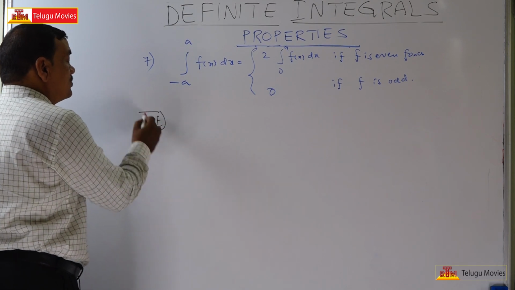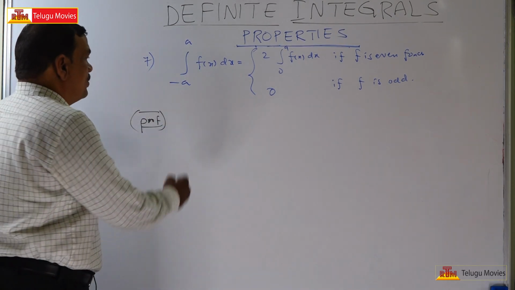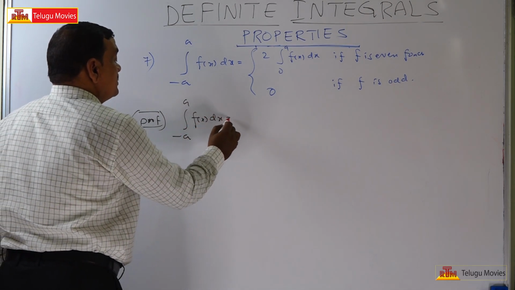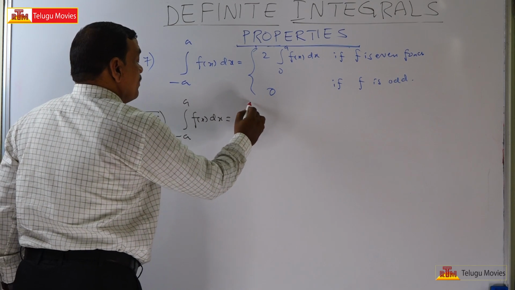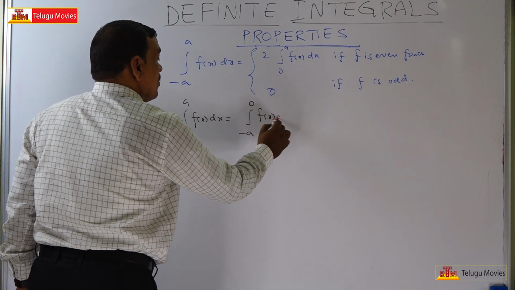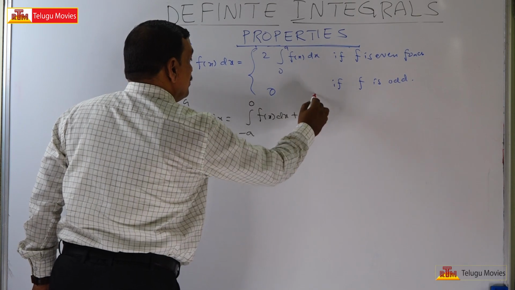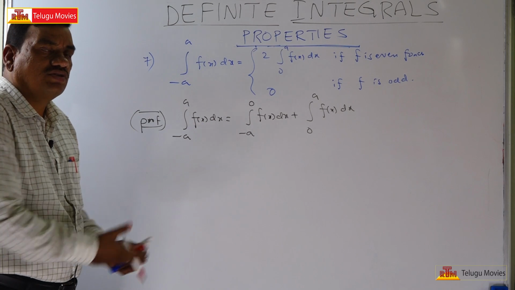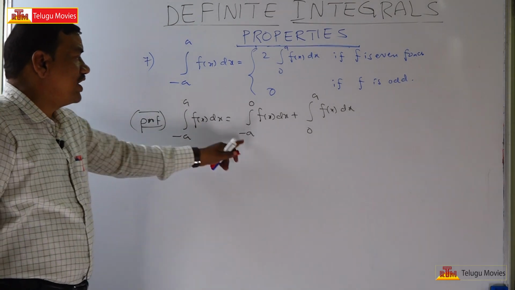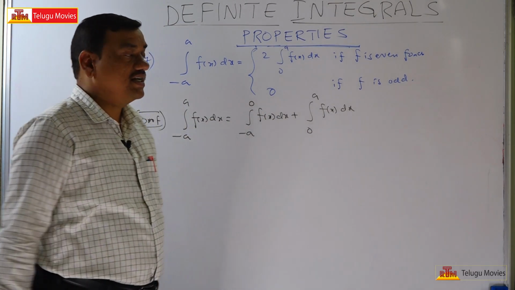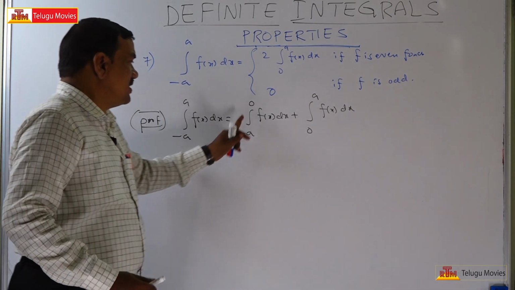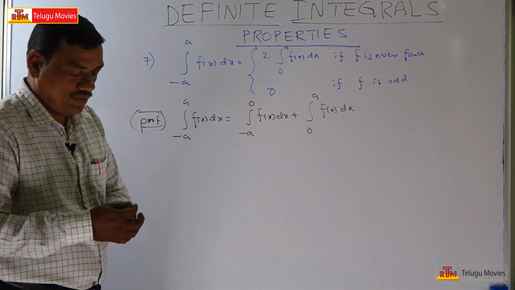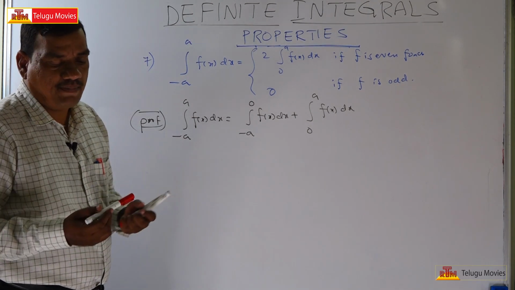So let us learn the proofs also. Here, let us write the integral from minus a to a of f(x) dx as the integral from minus a to 0 of f(x) dx plus the integral from 0 to a of f(x) dx. We have already seen one property: a to b means a to c plus c to b, so we can write it like this. That means 0 belongs to the interval minus a to a, and we can separate there, no problem.